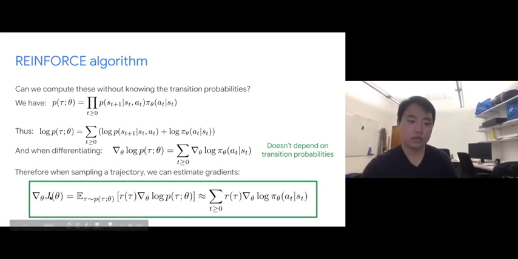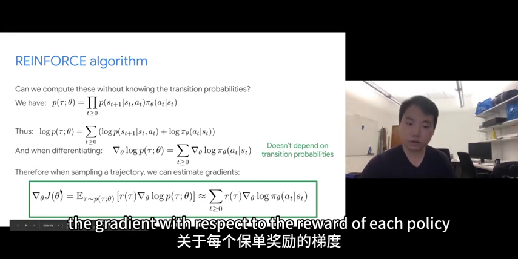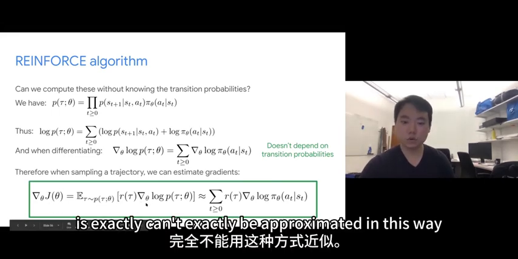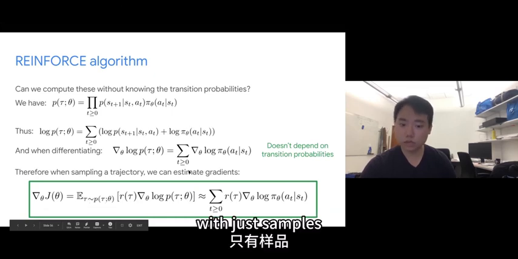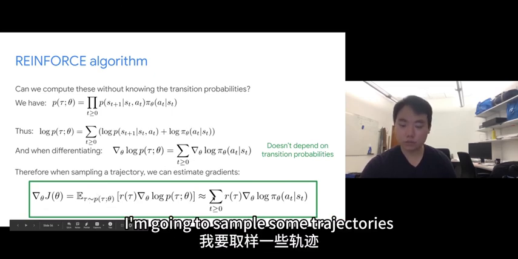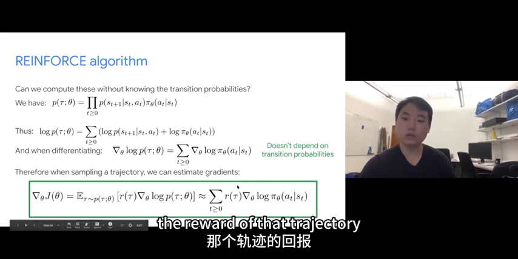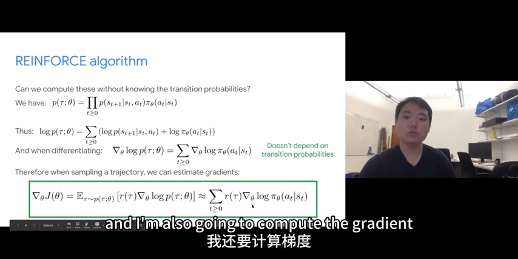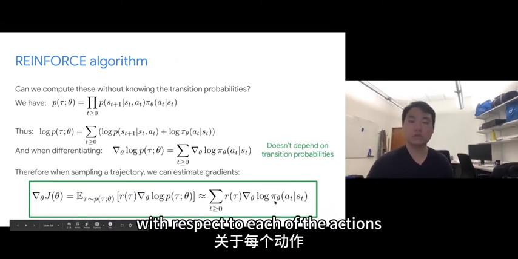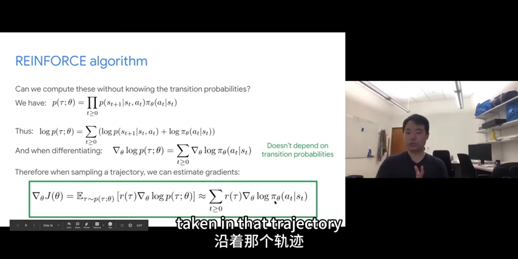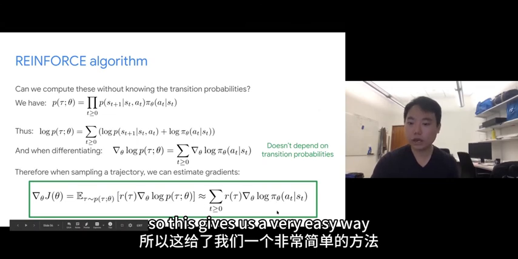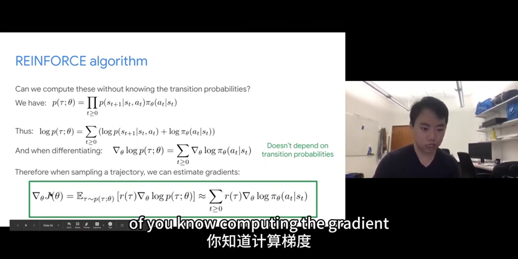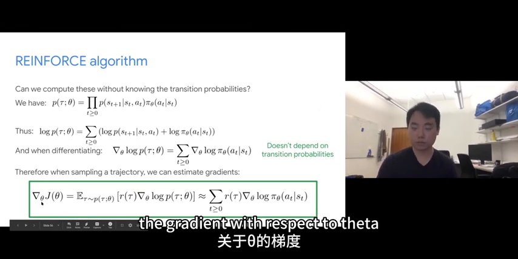And therefore, the gradient with respect to theta of the reward of each policy can be approximated in this way. Replace this expectation with just samples. For each of these samples, I'm going to sample some trajectories and evaluate the reward of that trajectory. And I'm also going to compute the gradient with respect to each of the actions taken in that trajectory under my policy. So this gives us a very easy way of computing the gradient of this reward with respect to theta.